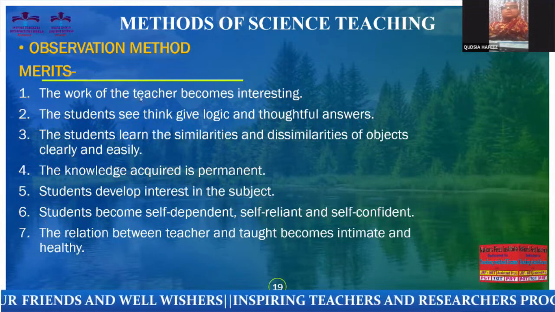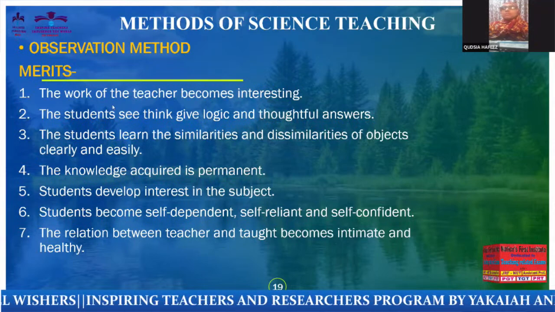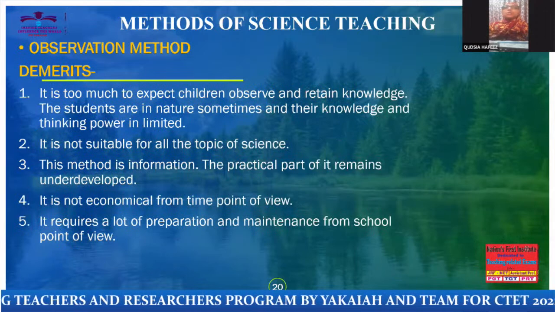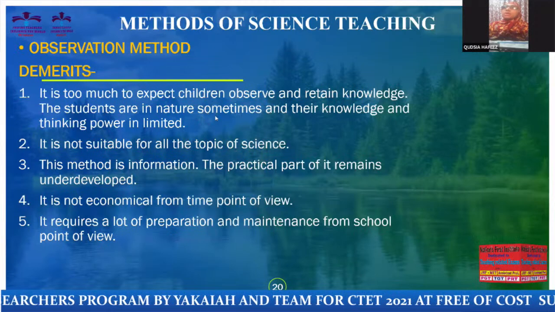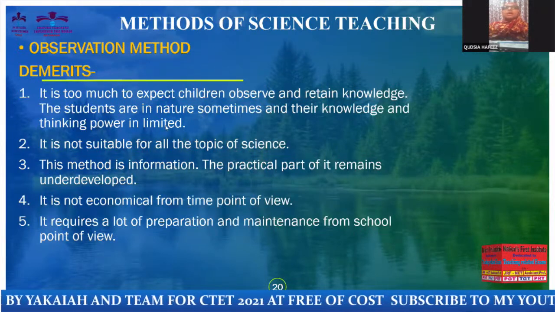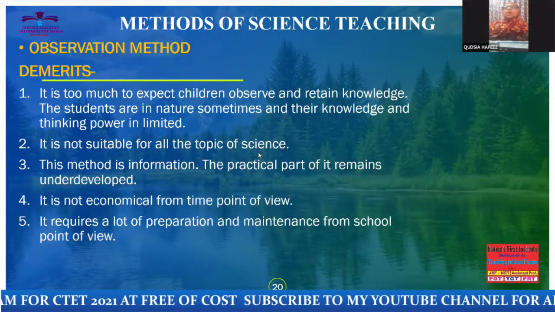Demerits: it is too much to expect children to observe and retain knowledge. So all the children cannot observe properly, and what one child can observe, the other child may not observe. And sometimes they're not always in nature, they're always in the classroom, and their knowledge and thinking power is limited here. And it is not suitable for all the topics of science. We cannot learn everything through the observation method.